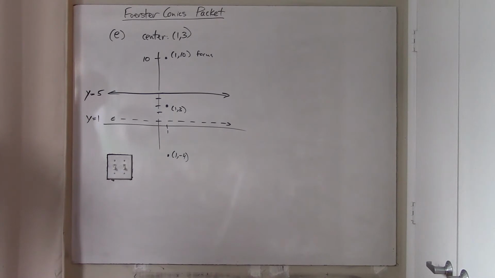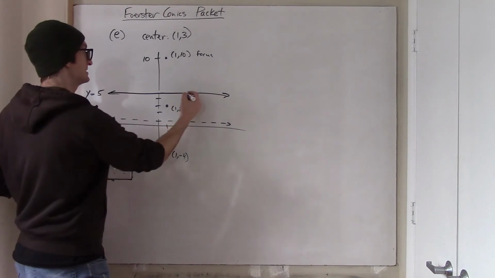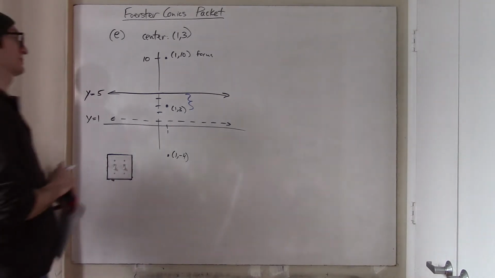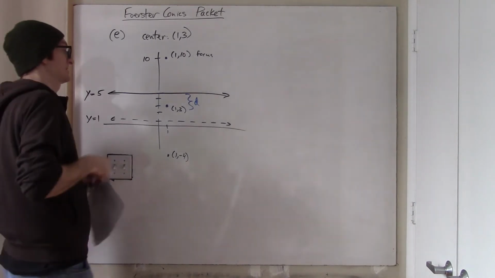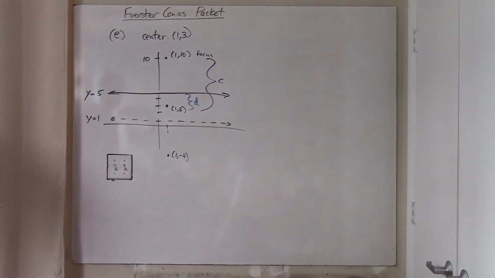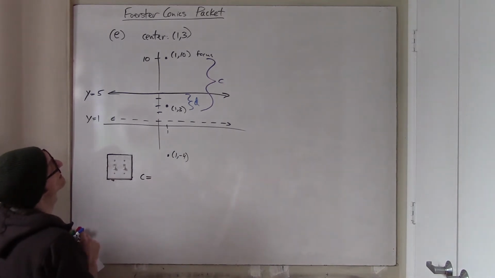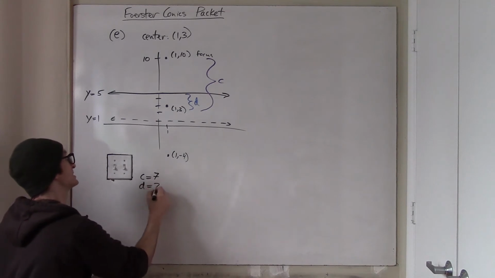How do I solve this problem? Well, I'm going to do the exact same thing as before. This little distance here, the distance between the center and the directrix, is d. And this distance between the center and the focus is c. And that's all I need. If I know c and I also know d, then I have everything I need. What is c, as we've been saying? C is 7. What is d? Well, d is just 2.